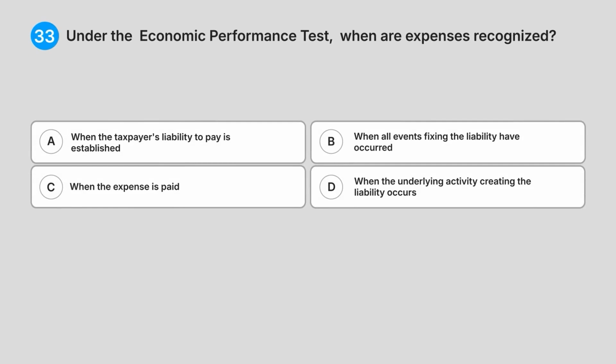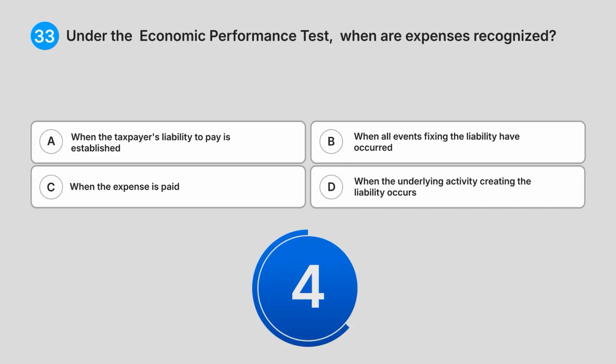33. Under the economic performance test, when are expenses recognised? A. When the taxpayer's liability to pay is established. B. When all events fixing the liability have occurred. C. When the expense is paid. D. When the underlying activity creating the liability occurs. What do you think is the answer?